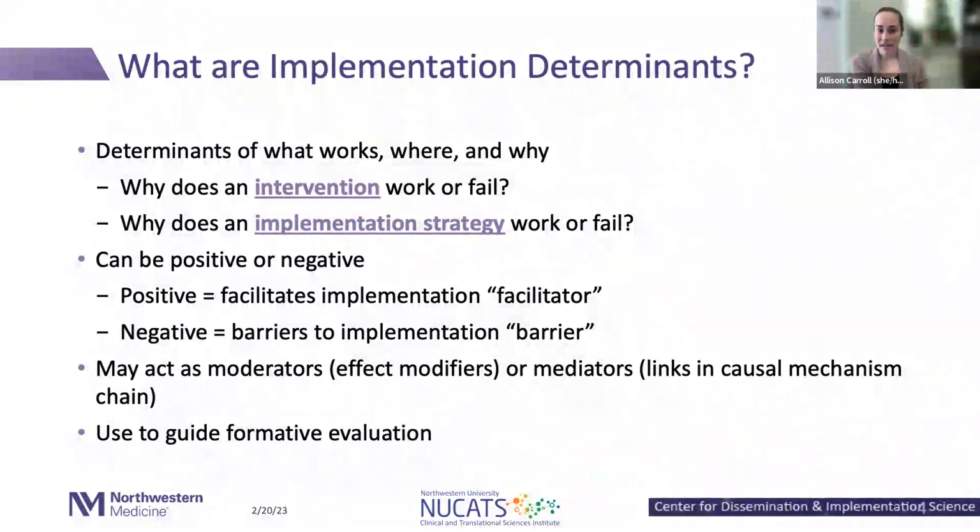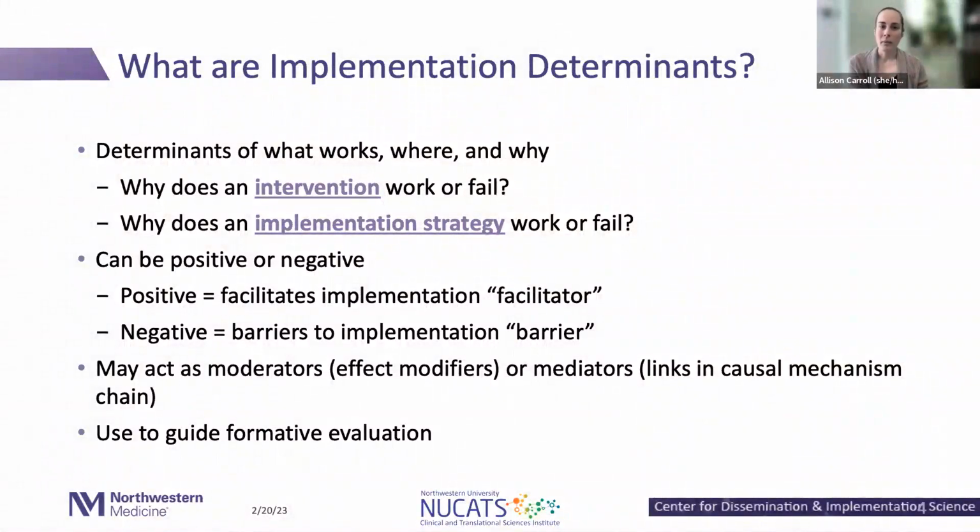Determinants may act as barriers, or they can be mediators, and they're often used to guide formative evaluation. You will often see this as the third aim of an effectiveness trial in a grant, for example, to start to explore the context so that once we establish effectiveness, we can start to think towards implementation.